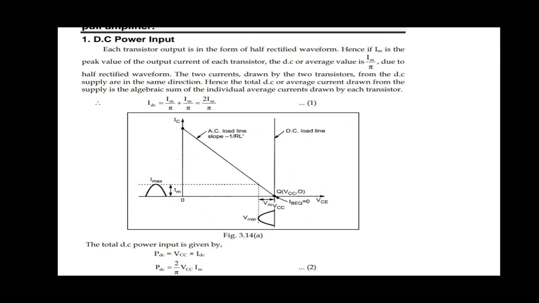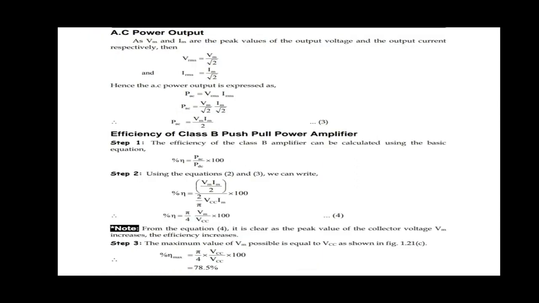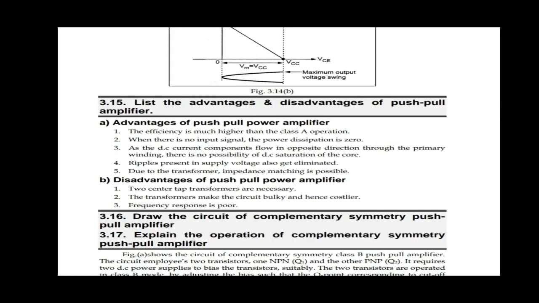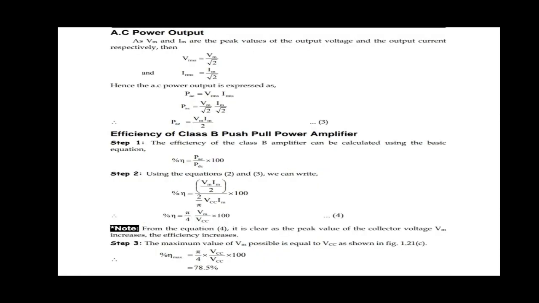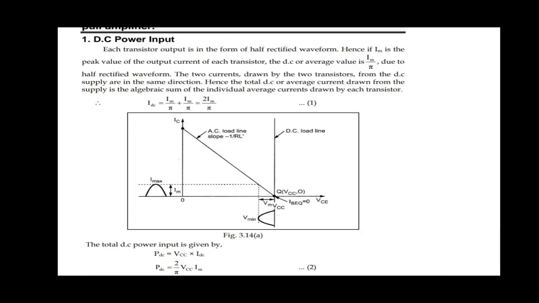Advantages: power output is high, efficiency is 78.5%, the push-pull mechanism avoids harmonic distortion, and there is negligible power loss at the load. Disadvantages: crossover distortion, the coupling transformer increases the cost and size, the parameters of the two transistors are not the same, and transformer coupling can be employed only for small load.